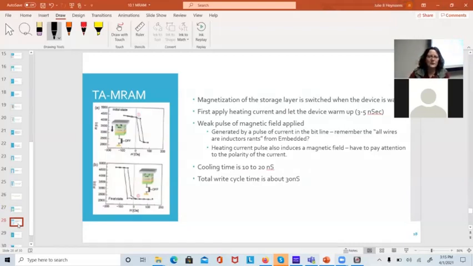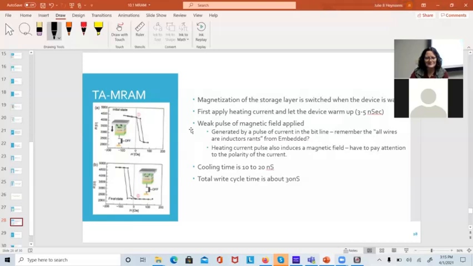Okay, so this is thermally assisted MRAM. The magnetization of the storage layer is switched when the device is warm. So I first apply a heating current and let the device warm up. How long does that take? 3 to 5 nanoseconds. Okay, way faster than flash.